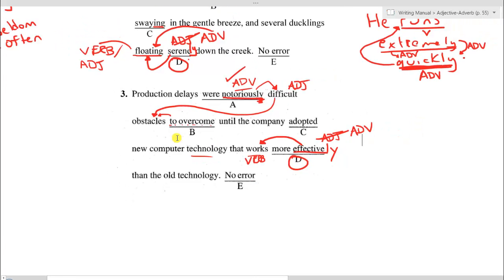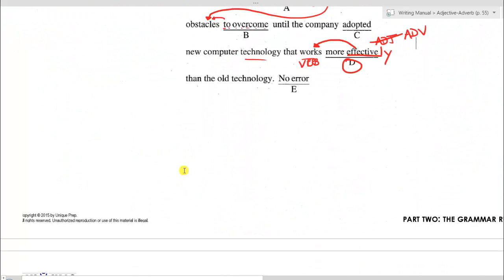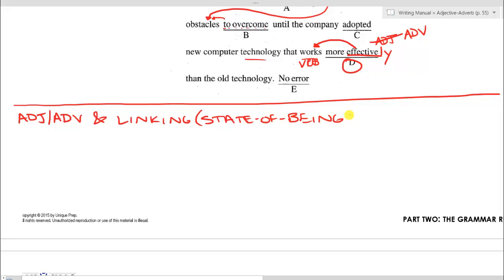So those are the main points for the adjective adverb rule. There is one other thing that you may want to know, and this is especially important if you are going for an extremely high score on the writing. If you are going for, let's say, 700 or above, then most likely you should know this information as well. And this information pertains to linking verbs. So adjective, adverb, and linking. And I will put a little parentheses here and write state of being verbs.